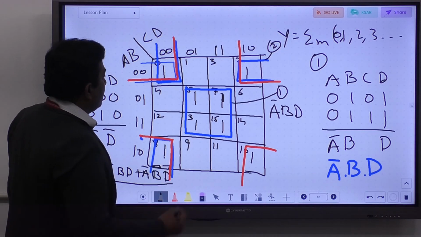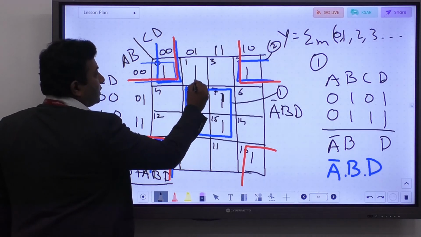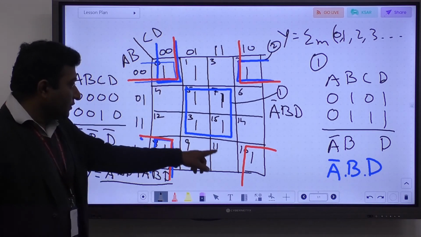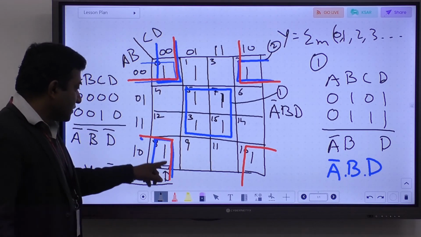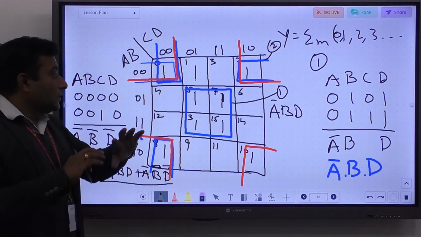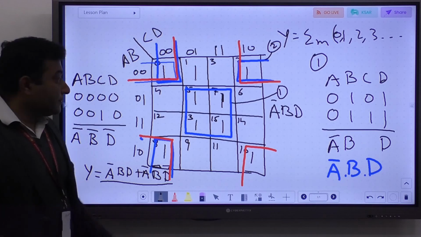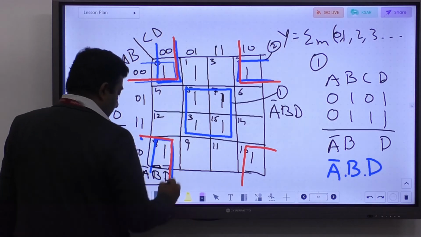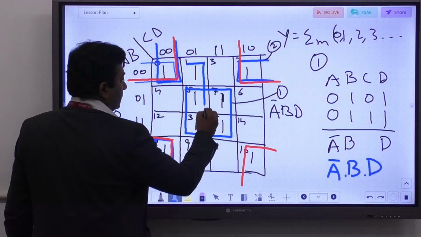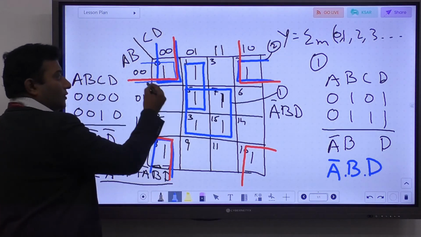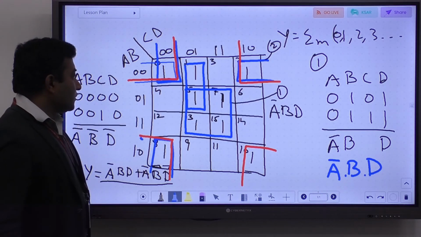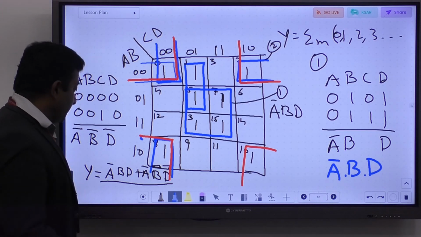So, in case there is a minterm over here, what we can do is we can have these two groups. This is group 1 and this is group 2. This minterm is left. We need to combine it to the larger group. So we can make a pair over here. You can also make a pair from this minterm, and the answer would be correct.